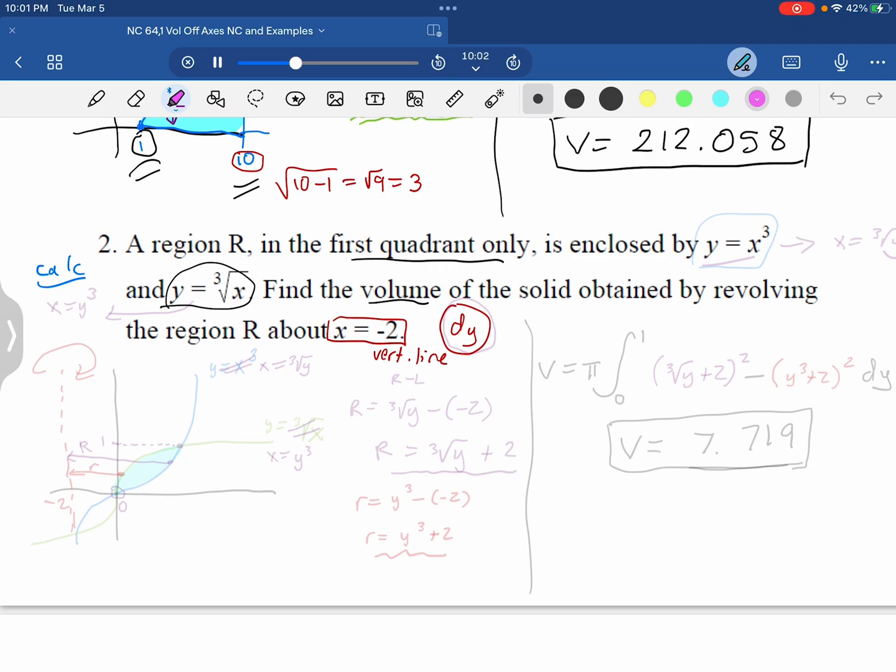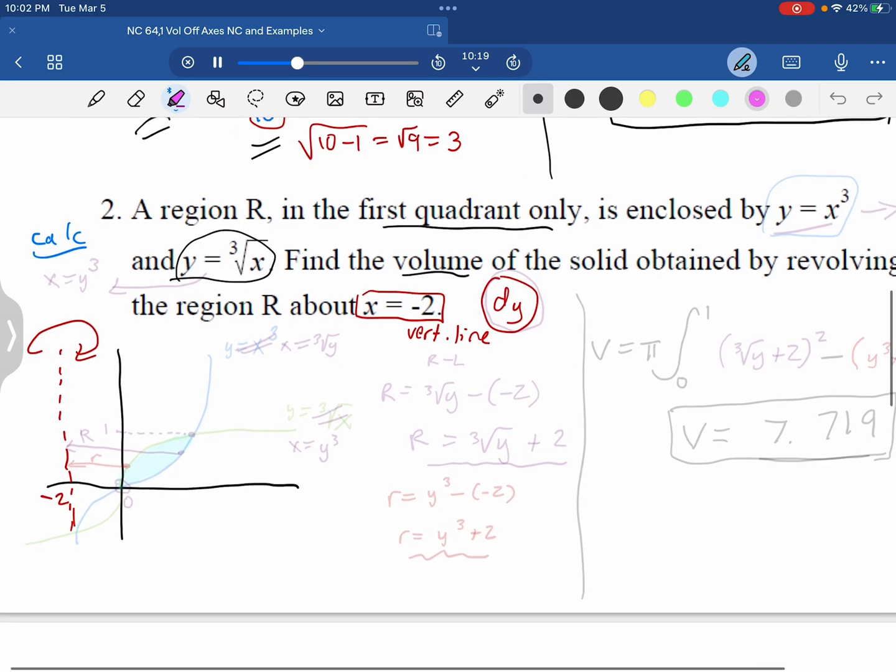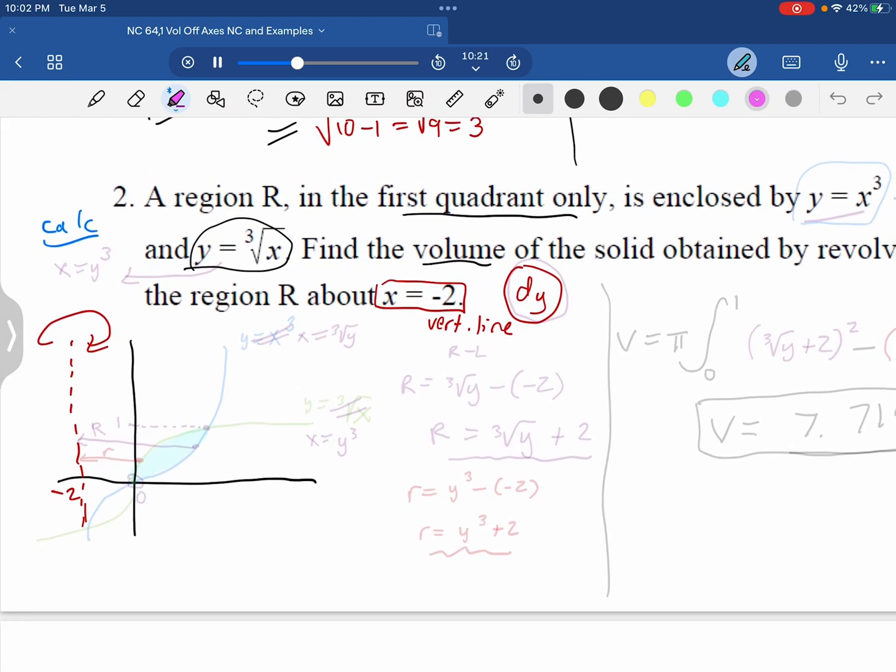So let's try and sketch a little picture here. We mostly want to do the first quadrant, but we want to leave a little room because notice our axis over here, x equals -2, that is the line we're spinning around. So then the graphs, let's think about our graphs. We have y equals x cubed, so that would just be our normal cubic function.